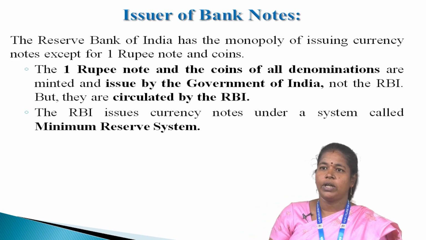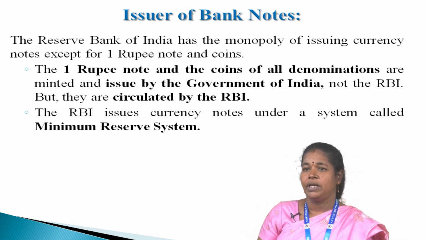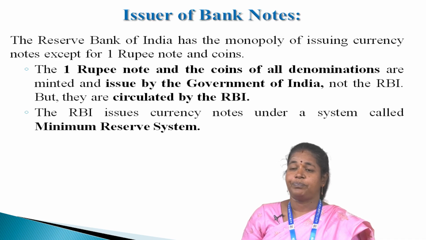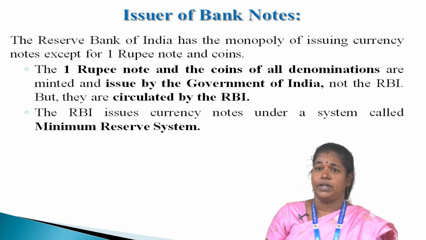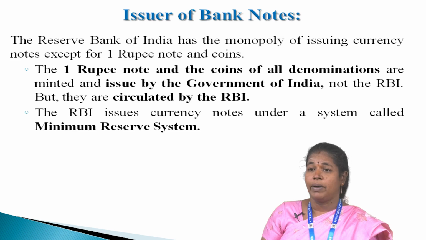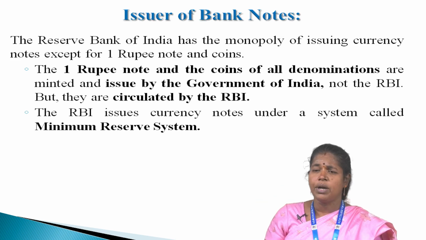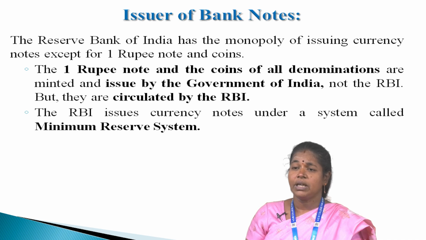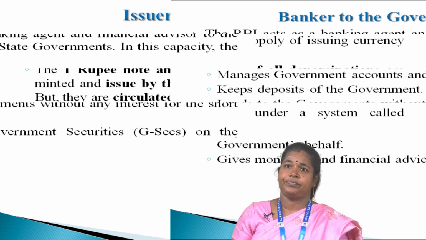The 1 rupee note and the coins of all denominations are minted and issued by the Government of India, not the Reserve Bank of India, but they are circulated by the Reserve Bank of India. The RBI issues currency notes under a system called the minimum reserve system.